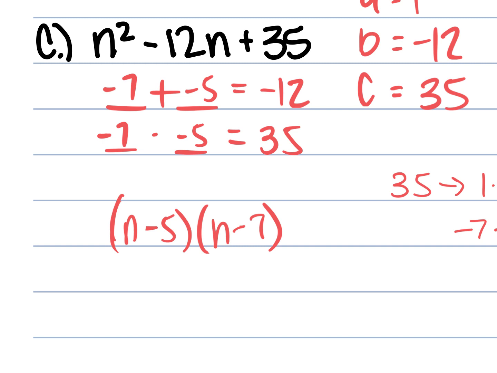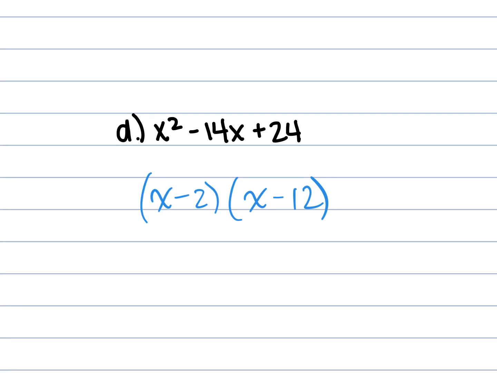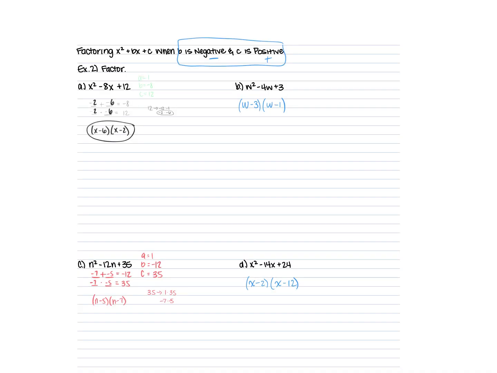Will we ever see it where both the B and the C values are negative? That is the last example that we're going to see. What I want you to do right now is do B and D by yourself. See if you can get it. I think you could. And then we're going to compare. Go. The answer to B is W minus 3, W minus 1. The answer to D is X minus 2 times X minus 12. Please have a discussion with your group. Make sure you're all on the same page. Go, 30 seconds. Okay, 5, 4, 3, 2, and 1.